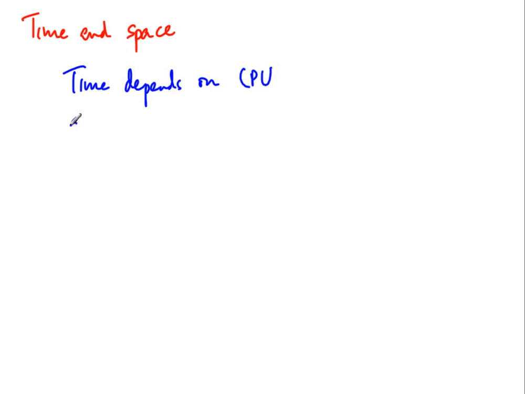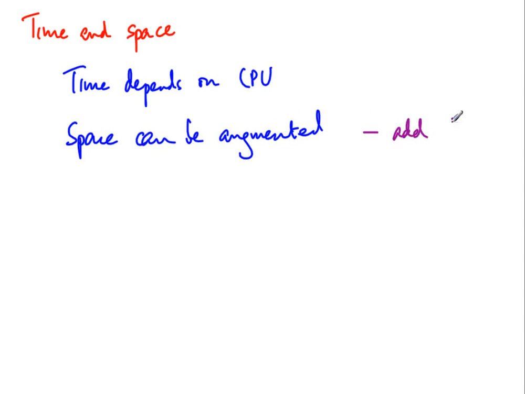On the other hand, space can be augmented, right? So we can add RAM, for example. If we add RAM, and this is often a suggestion that people offer, if your server is running slow, add some RAM to it. That speeds up things for indirect reasons, not because your algorithm is more efficient, but because other associated overheads improve. But the point is that space is a flexible resource.